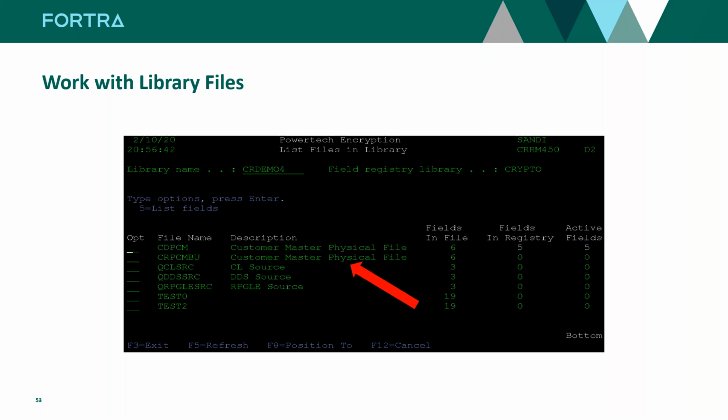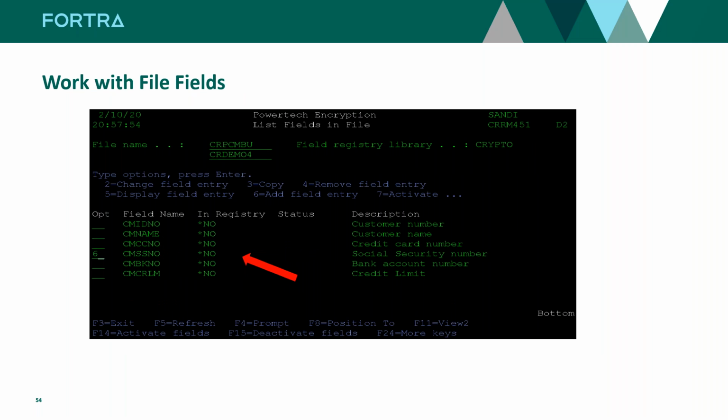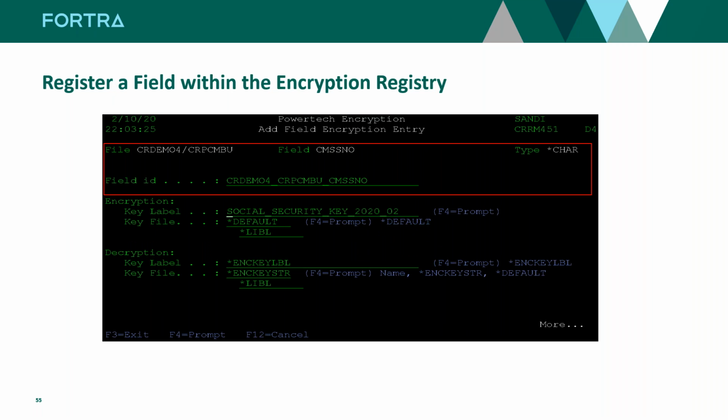Encryption itself is very easy when we're looking at field level encryption. You can pull up a library name and show all of the files within that library, how many fields there are, whether they've been registered in the encryption registry, and whether they're active or not. It makes configuration very easy to list out those fields so that you can quickly identify which fields you've already encrypted and which ones still need to be addressed, and add them on the fly. It's a very simple process to add the fields to your encryption and activate it in just a few simple steps.